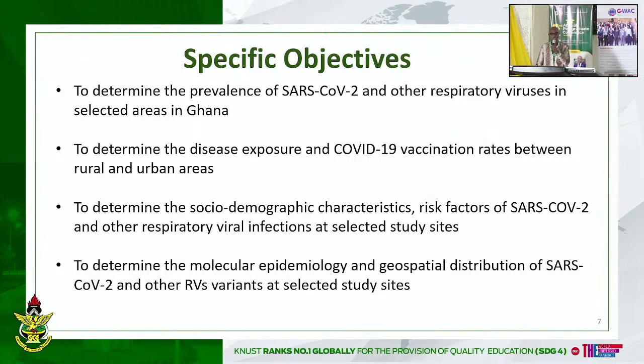Of all these four objectives, I have data to support all, but I would like to share with you objective number 2 results. The first, third, and fourth are still in process because they are linked with the viruses that we are testing. All those samples have been extracted and we are at the PCR level. So I'd like to share with you the ELISA results for the disease exposure and the vaccination rate within the country.